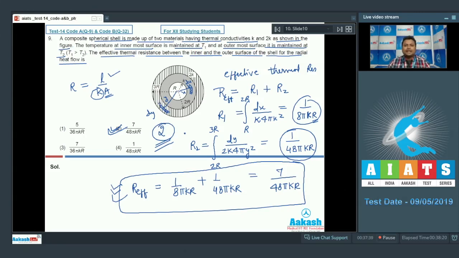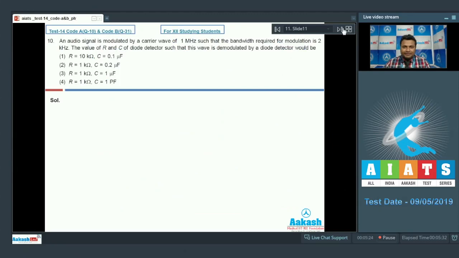Now move on to the next, that is number 10. So here is question number 10, everyone. An audio signal is modulated by a carrier wave of 1 MHz frequency such that the bandwidth required for modulation is 2 kHz. The value of R and C of the diode detector such that this wave is demodulated by the diode detector would be what? Now carrier frequency is given as 1 MHz, we can calculate the time period, that is 1 by Fc, which is equal to 10 to the power minus 6 second.